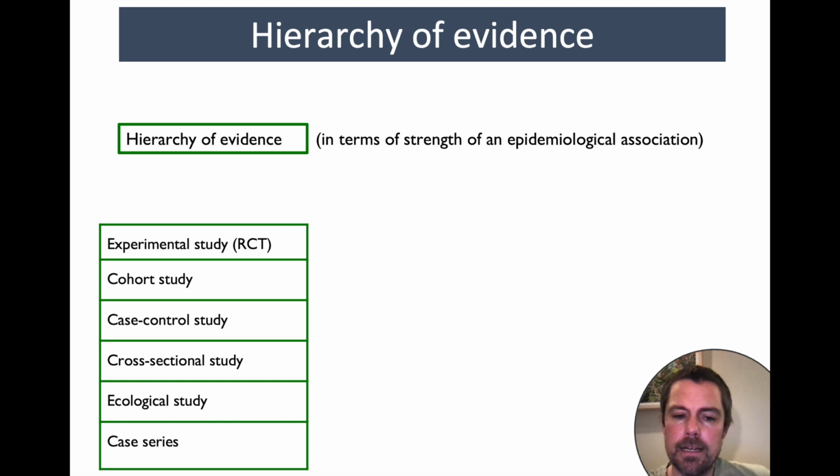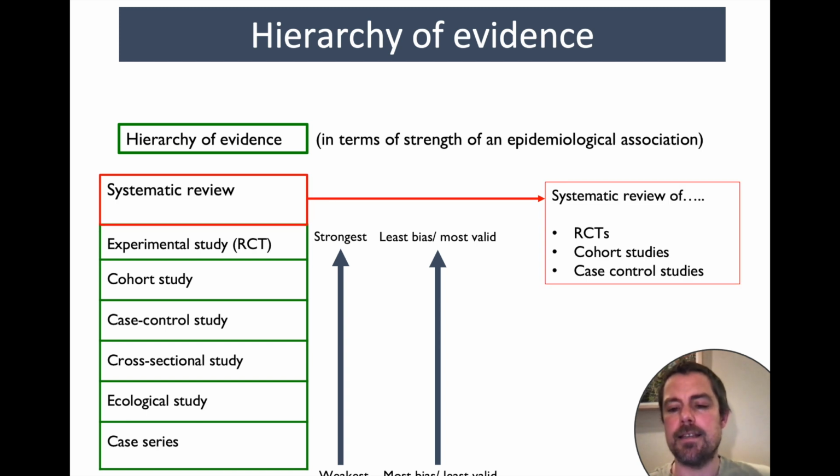And below an ecological study are case series, so you can't believe that in terms of causal association. And below that are opinions, even from eminent persons in medicine. So above a randomized control trial is a systematic review. And systematic reviews are studies of studies. So they can be a study of randomized controlled trials, or if the research question was an observational one, it could be a systematic review of cohort studies.